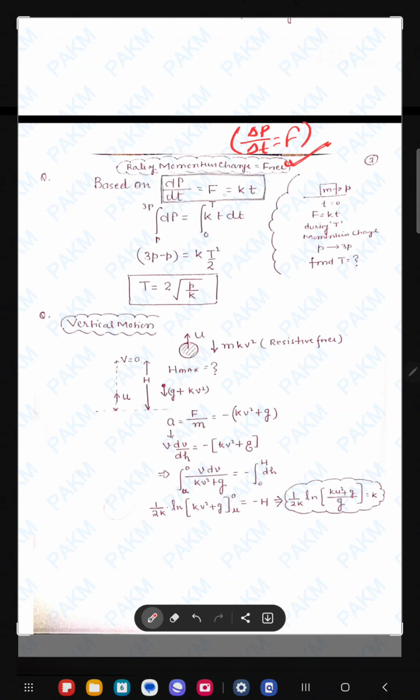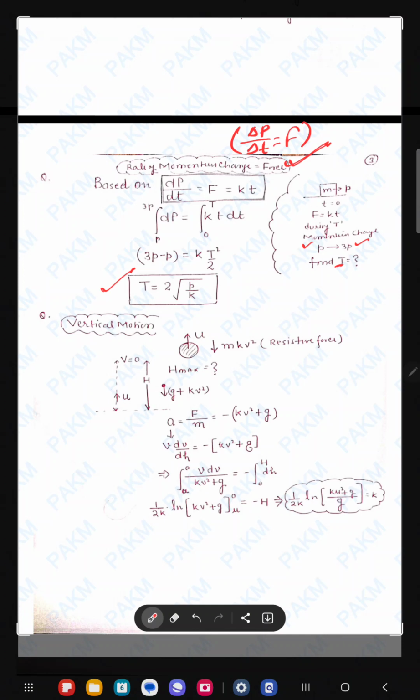Rate of change of momentum they have given as kt, and you have to discover the time. Like F is equal to kt, during time t the momentum changes from p to 3p, you have to calculate that time. So this is a variable type of motion, use the integration concept. So dp is equal to k t dt, integrate 0 to t and p to 3p. This way we can get the value of t.